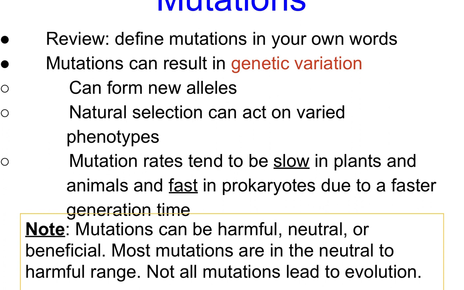You may remember us discussing mutations before, but let's just review. A mutation is basically a genetic variation, and it can happen in the form of a new allele. Natural selection acts on a variety of different things, mostly phenotypes that we see. Mutation rates tend to be slow in plants and animals, and of course very fast in prokaryotes, just due to the generation time and being able to reproduce generations more quickly.